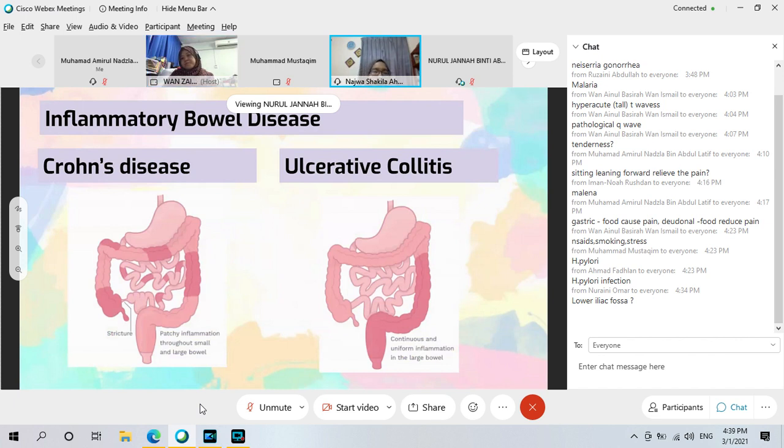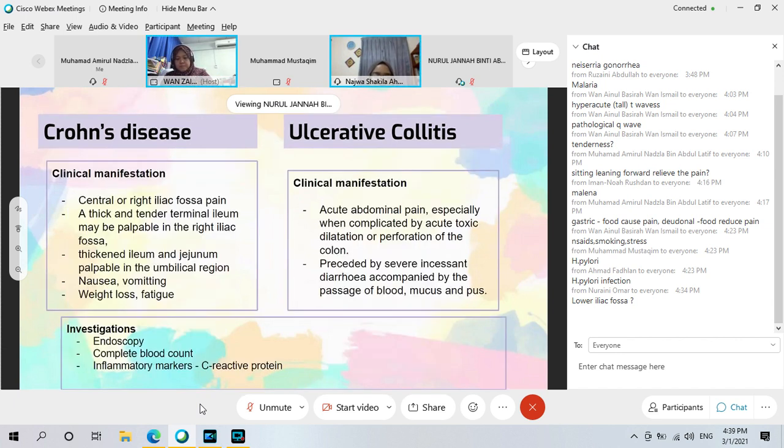So, the cause of central acute abdominal pain is inflammatory bowel disease. It is either Crohn's disease or ulcerative colitis. Crohn's disease is patchy inflammation throughout the small and large bowel. It can happen anywhere in there. And ulcerative colitis is continuous and involves inflammation in the large bowel.